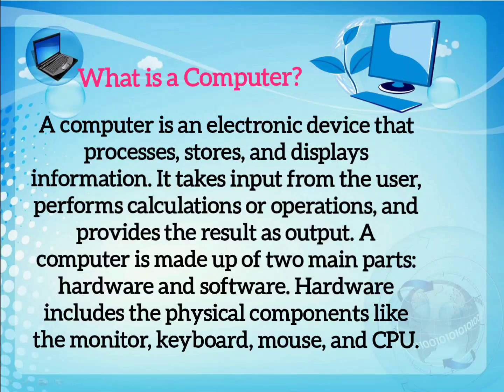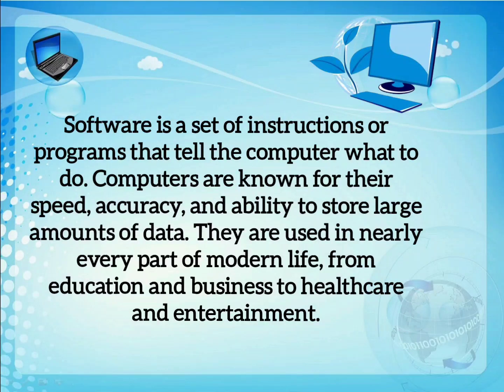Hardware includes the physical components like the monitor, keyboard, mouse, and CPU. Software is a set of instructions or programs that tell the computer what to do. Computers are known for their speed, accuracy, and ability to store large amounts of data. They are used in nearly every part of modern life, from education and business to healthcare and entertainment.